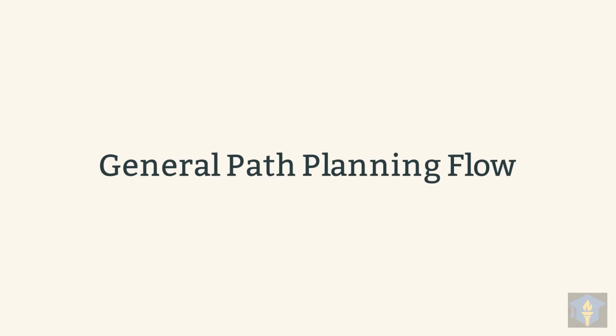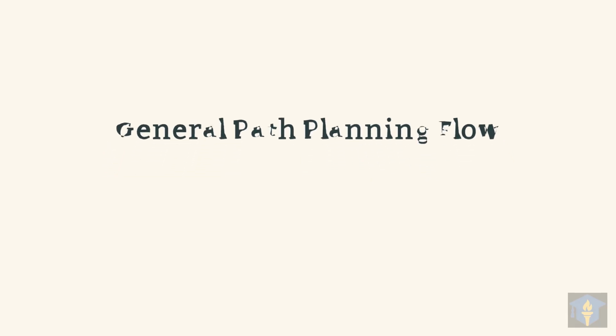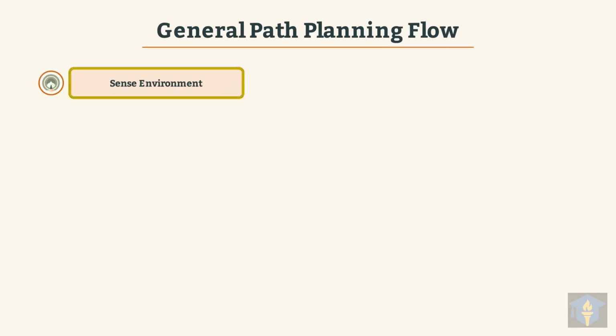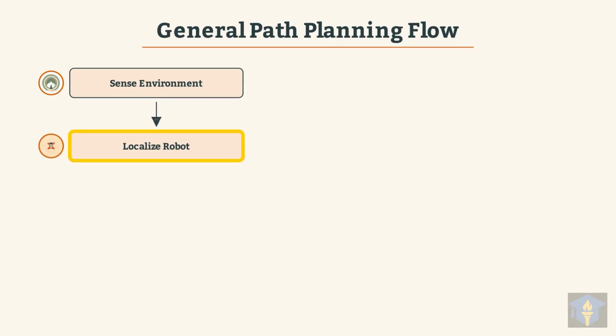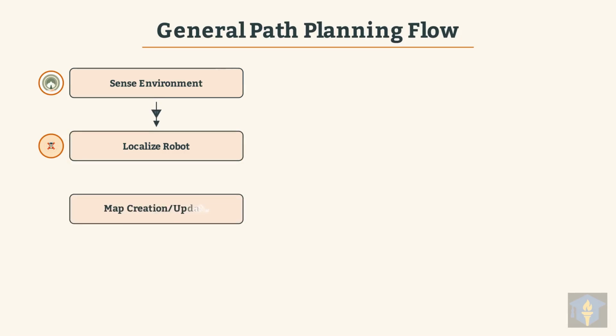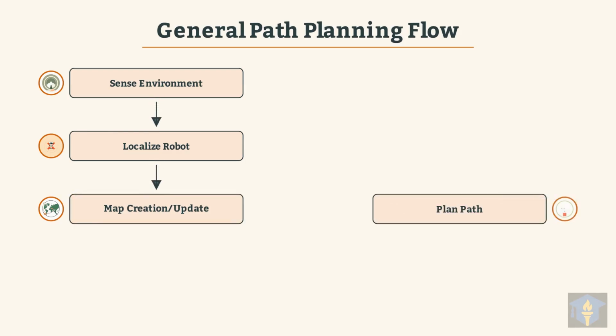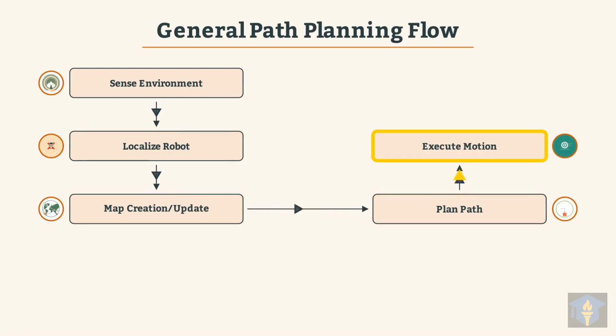Let's outline the general flow of path planning, which typically involves a series of sequential steps. The first step is for the robot to sense its environment, gathering crucial data about its surroundings. Next, the robot needs to localize itself within that environment, determining its precise position and orientation. Following localization, a map is created or updated, building or refining the robot's understanding of the space. Once the map is ready, the system can then plan the path, calculating the optimal route to the destination. Finally, the robot will execute the motion, following the planned path to reach its intended goal.